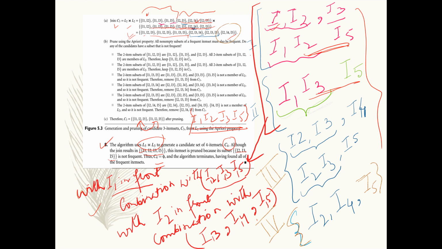So this is the step. If you can't go further, if you don't get an item set which has the a priori property, that is the indication that we have to stop. There's nothing to go ahead, so that is how the algorithm will stop. And what do we have in our hands? We have I1, I2, I3 and I1, I2, I5 in L3, and these are the resultant frequent sets. Association rules will be formed with the help of these frequent item sets. So that is how the algorithm works.